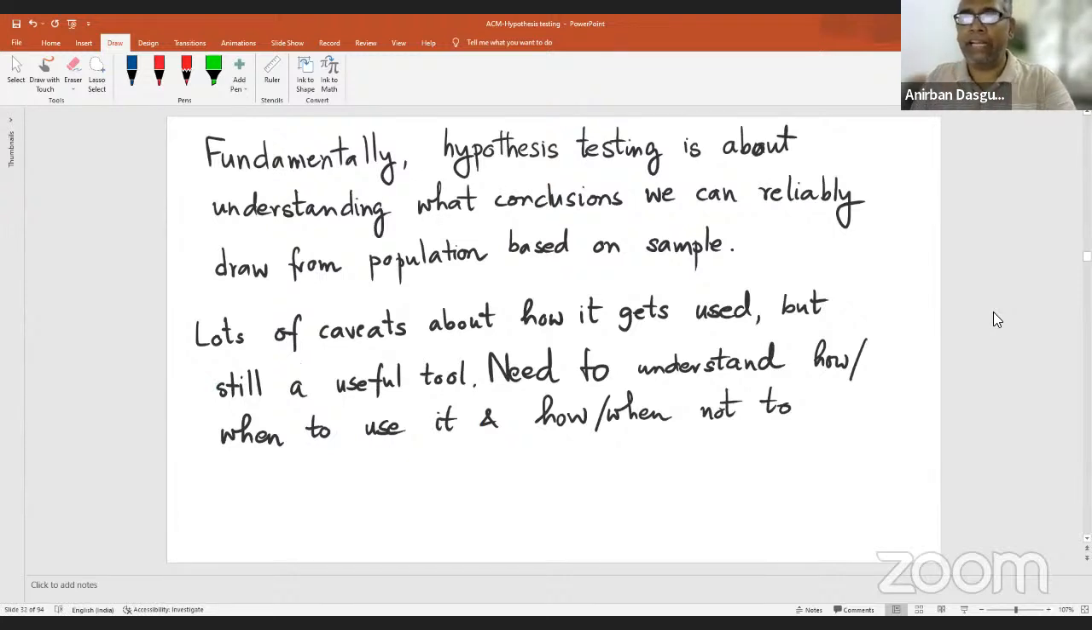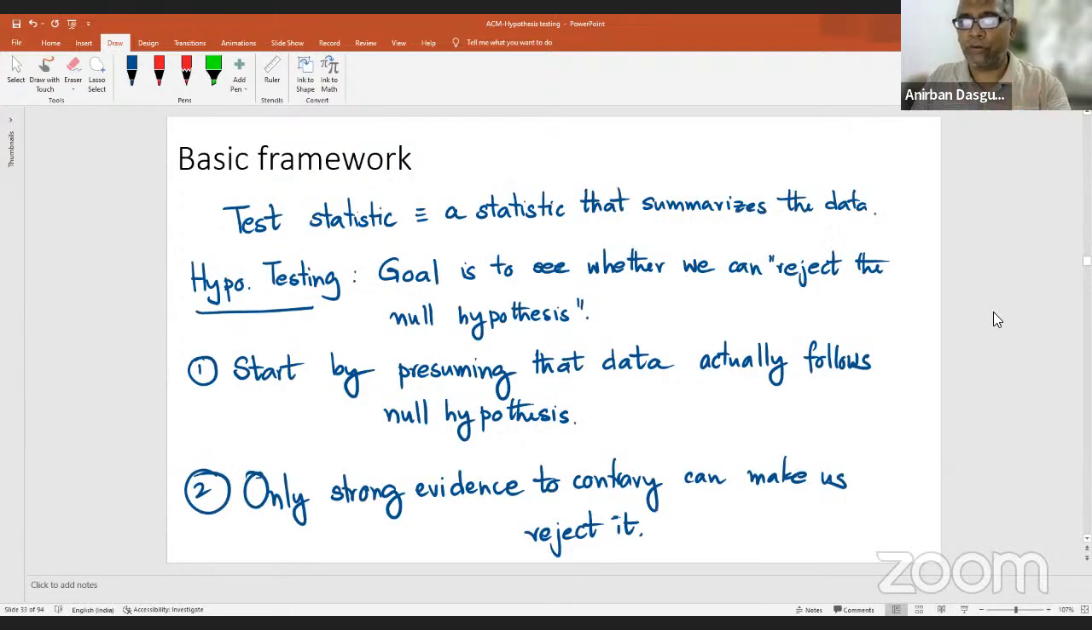So again, we have gone over this, with lots of caveats about how it gets used. We have talked about the basic framework, that these are the 3 steps that we need to go over. First, you need to find out what the test is, that is, to qualitatively frame what is the question that I'm going to answer.